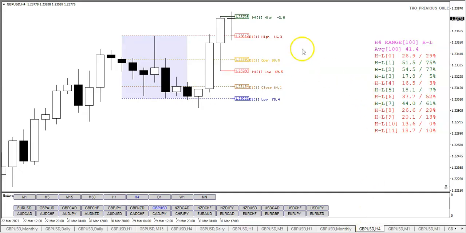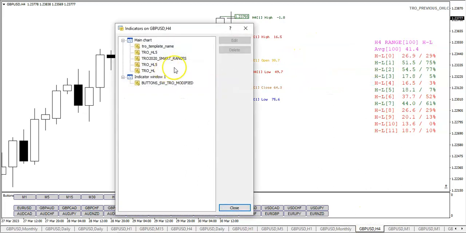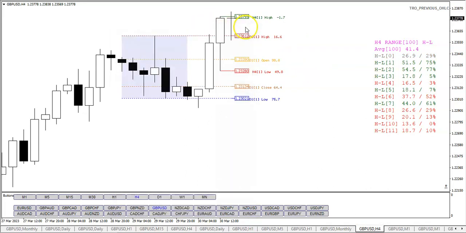And then once again, just using TRO HL5 a couple of times here to put in the previous H4 high low and previous daily. And you can see the wicks on the high, the open, so that's the upper wick zone here. And then the low and the close, that's the lower wick zone from the previous day.